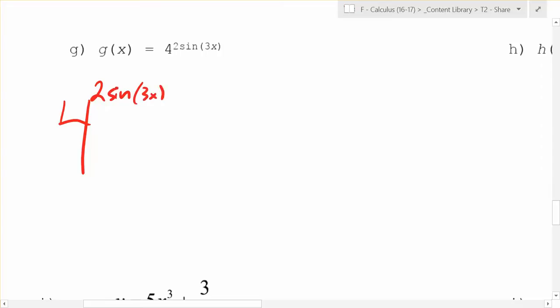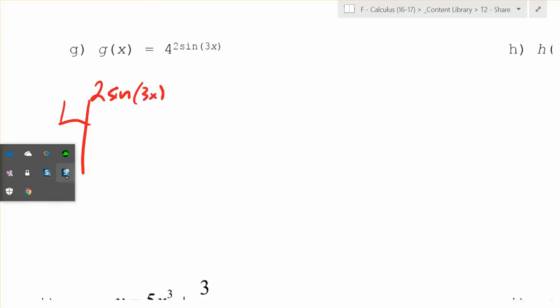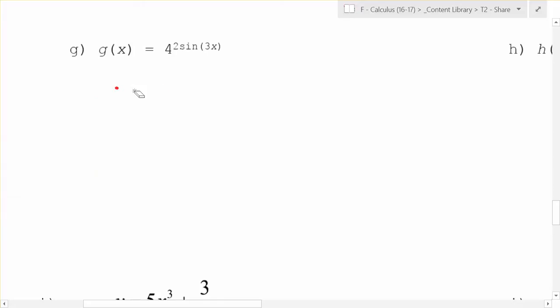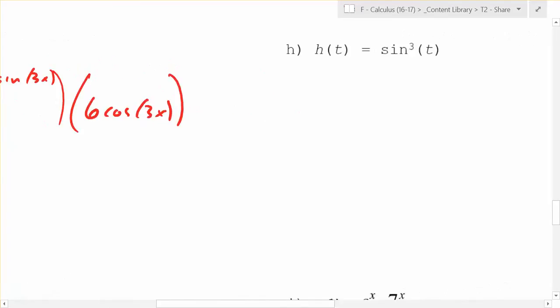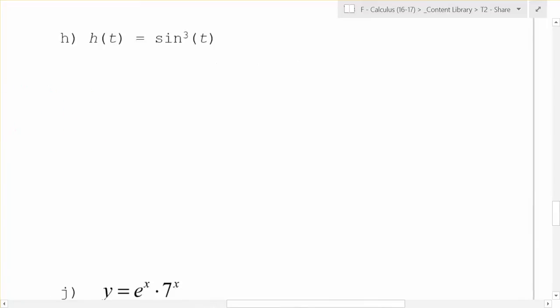That says 4 to the 2 sine of 3x. Several of you missed the chain rule on that piece. So if I was doing this, I would start with the base. It's going to be just ln of 4 times 4 to this thing. And then the chain rule forces something out of that, which is the derivative of the inside. So 6 cosine of 3x. Nice. Okay, let's see what you can do on this one.